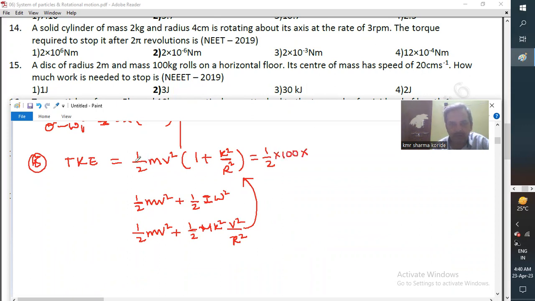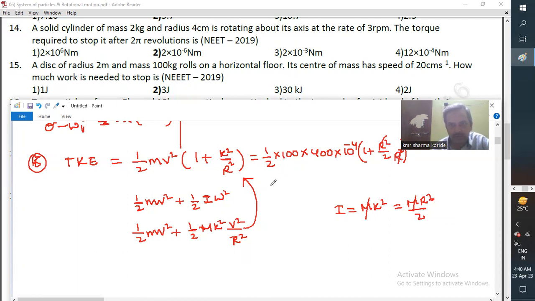V is 20 given, but we have v square. So it will be 400 into centimeter square minus 4 into 1 plus k square by r square. So for the case of disc, I is equal to mk square, that is equals to mr square by 2. So m and m get cancelled. So therefore this is going to be 1 plus, in place of k square, we need to write r square by 2. So there is a denominator r square. So therefore r square get cancelled.